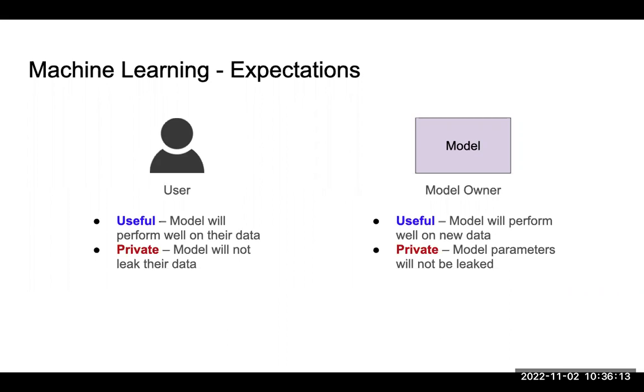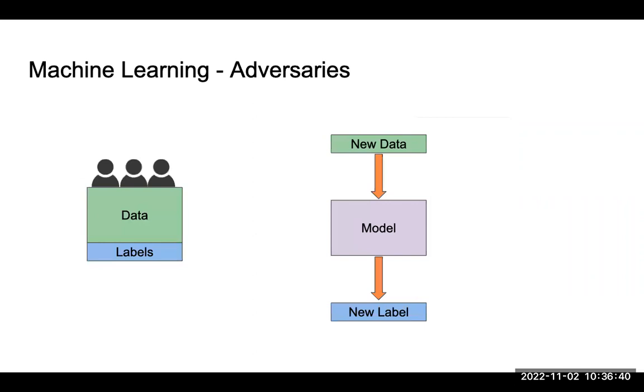The model owner also has their own requirements. They require that the model performs well on new data. This is the point of doing machine learning in the first place. In many situations, they also want their model parameters themselves to be private. They don't want someone to be able to play with the outputs of the model and figure out what their parameters are, because they put a lot of work into building this model. It turns out that adversaries who get into the mix can compromise each of these expectations.